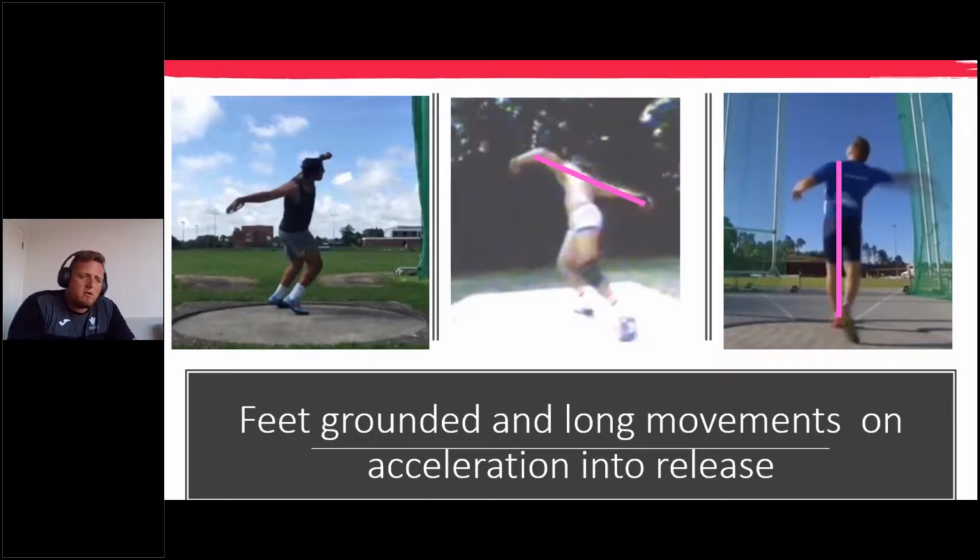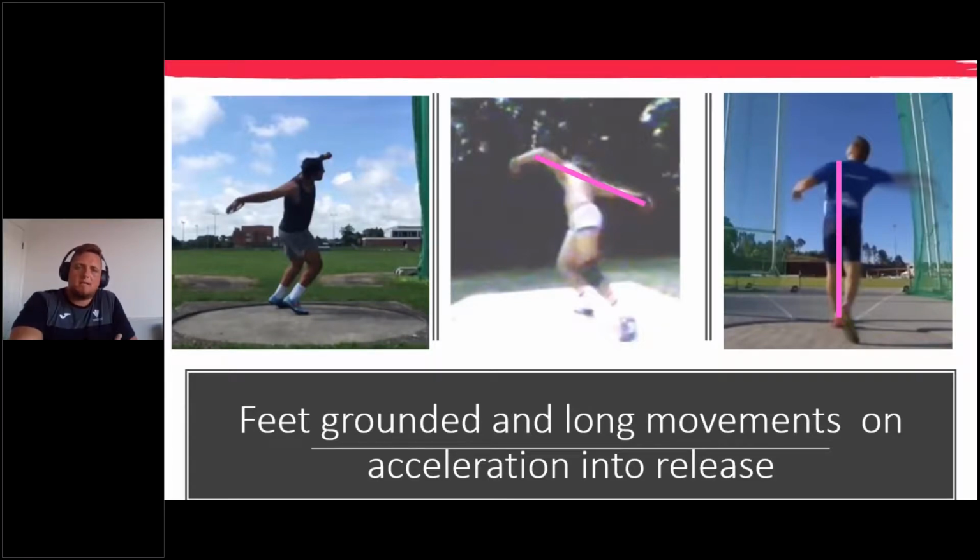See how that left foot's on the ground. The discus is about to release. Right foot is actually still on the floor. If you were jumping off the finish, you have to release that discus throughout the throw. So feet grounded and long movements and acceleration into release. And I've got all these notes here now. So feet grounded, long movements and acceleration into release.